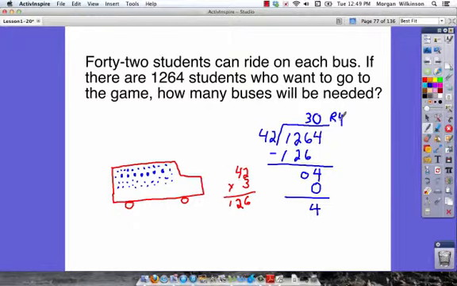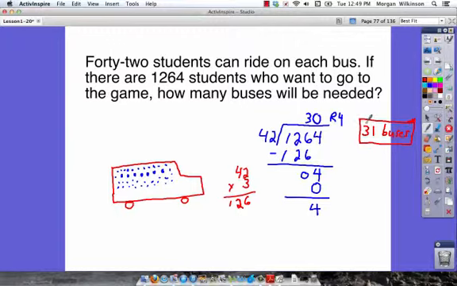Well, you can't have 4 students that just don't get to go on the bus. We're going to need to have one more bus than we have right here to fit all the students. So how many buses will be needed? 30. Those 4 more people will need one more bus. So we're going to get 30 plus 1. 30 plus 1 is going to have to be equal to 31 buses. And we've got our final answer. We've got to account for those other 4 students who need to be on a bus.